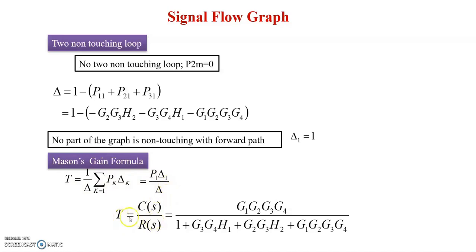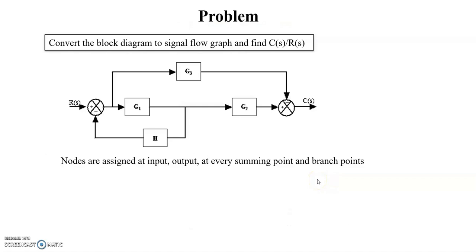Just substitute the P1 value and delta 1 value. So that is the final transfer function for the given signal flow graph. C of S by R of S is equal to G1, G2, G3, G4 divided by 1 plus G3, G4, H1 plus G2, G3, H2 plus G1, G2, G3, G4. This is the transfer function for the given signal flow graph.